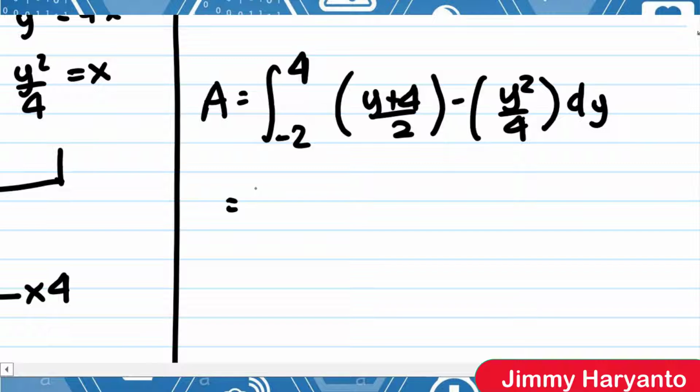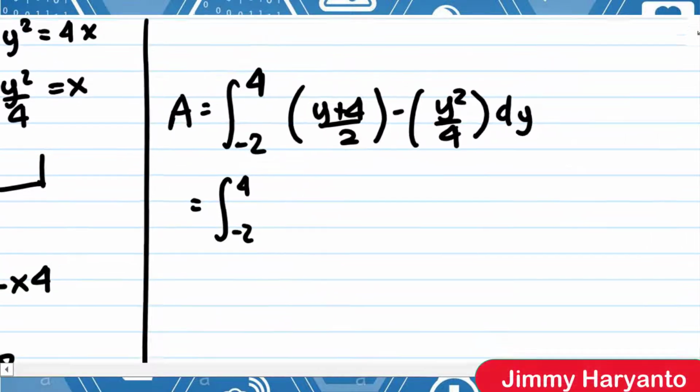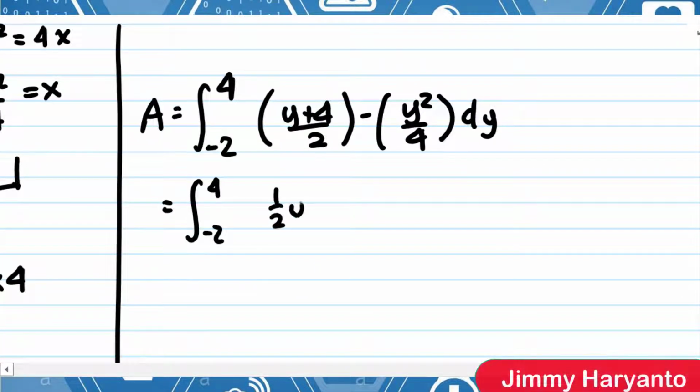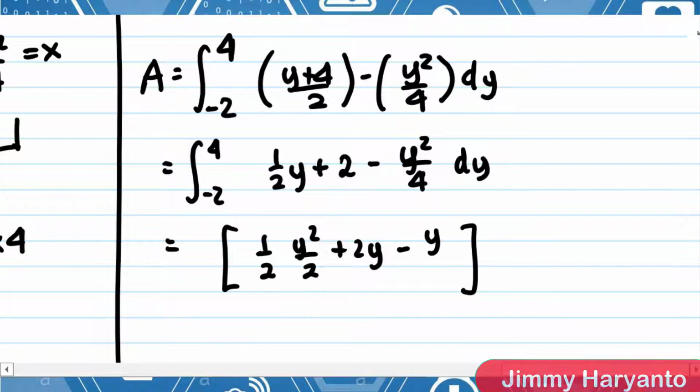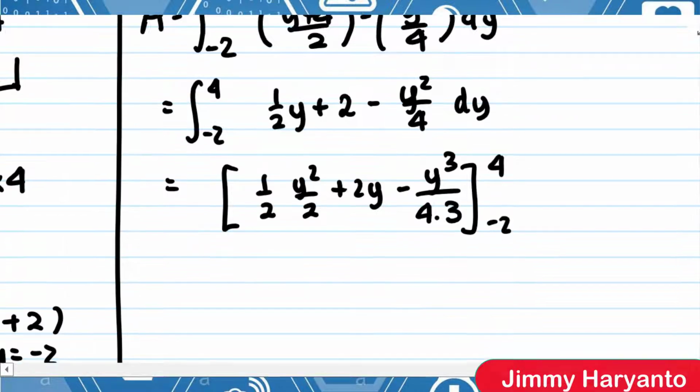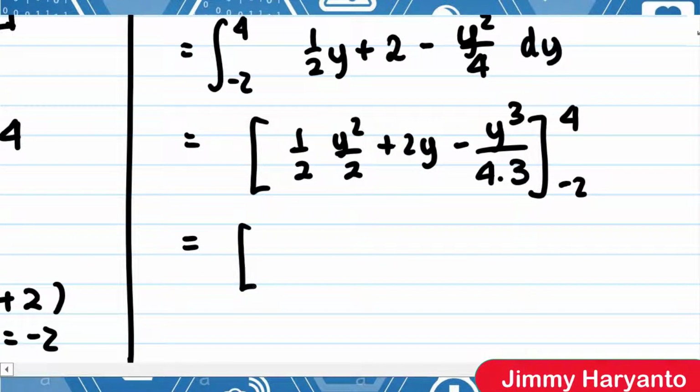Okay, so the next thing you have to do is simplify the expressions. So you have half y, I will write it like that, so later we can integrate it easily. Okay, next is to integrate them. So I will have half y square over 2 plus 2y minus y cube over 4 times 3, and then 4 and negative 2. So before I plug in the numbers, I will simplify this one more time.